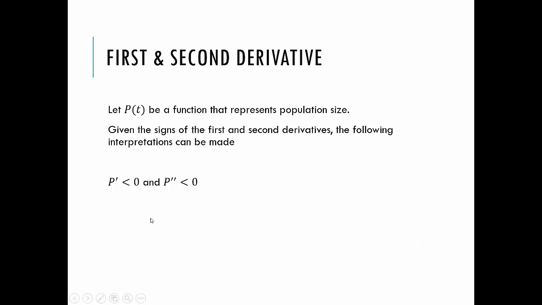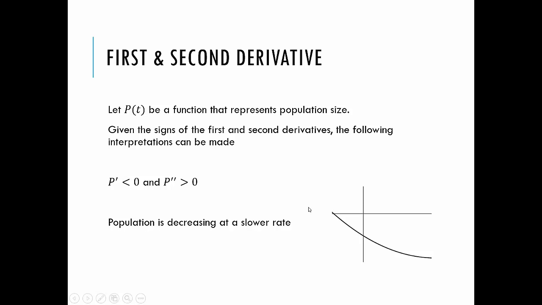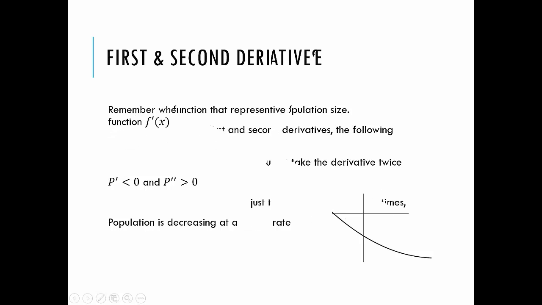If they're both negative, the first and second derivative, then negative derivative says it's decreasing, but now our second derivative being negative, it's decreasing at a faster rate. And then finally, if the first derivative is negative, we know that's a decrease, but the second derivative now is positive, means it's starting to decrease at a slower rate.